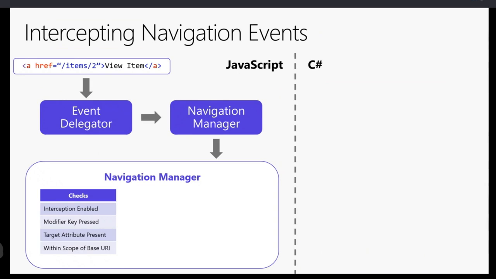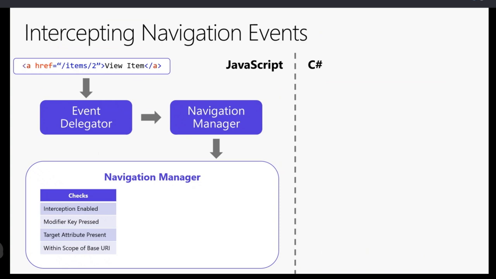In a similar vein, there's a check for a target attribute. So a target attribute is a way of specifying programmatically that a link should open in a different location, be that a new window or a new tab. So again, if one of those is present, then the navigation manager is not going to handle the event anymore. There is a slight caveat with that one though. If the value of the target attribute is _self, then the navigation manager will continue to handle it, because _self effectively means open where you are.